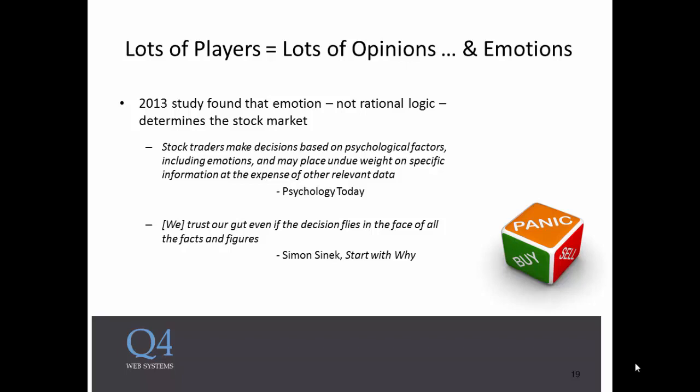Not surprising, when you have a lot of players involved, you get a lot of opinions and a lot of emotions. A study from 2013 found that emotion, not rational logic, determines the stock market. Stock traders make decisions based on psychological factors and may place undue weight on specific information at the expense of relevant data. Simon Sinek, the author of Start With Why, says it another way. We trust our gut even if the decision flies in the face of all facts and figures. And that's important for us to remember at Q4, that we're not only helping to inform and deliver information and data, we're also helping to frame and create a company story.